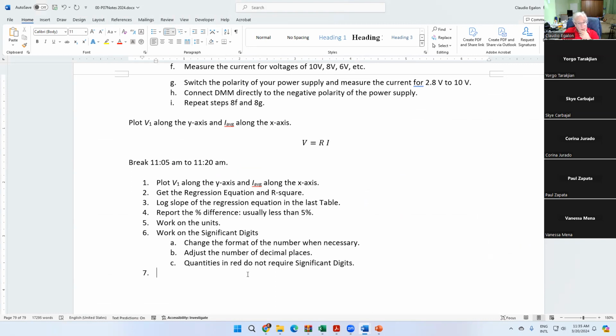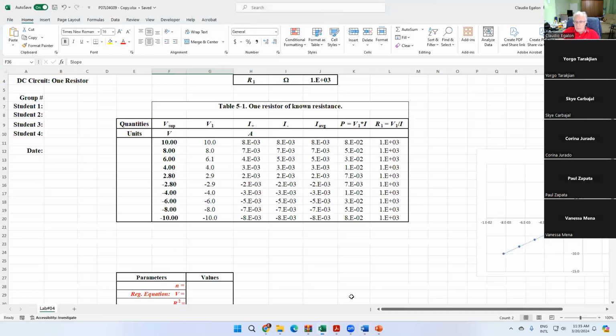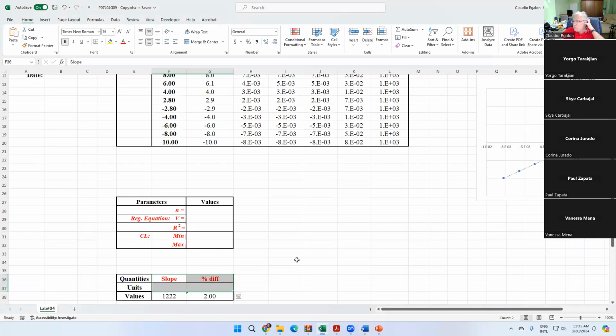After significant figures, then determine the CL. The more difficult we leave for last, right? And don't forget to fill up here as well. Any question?